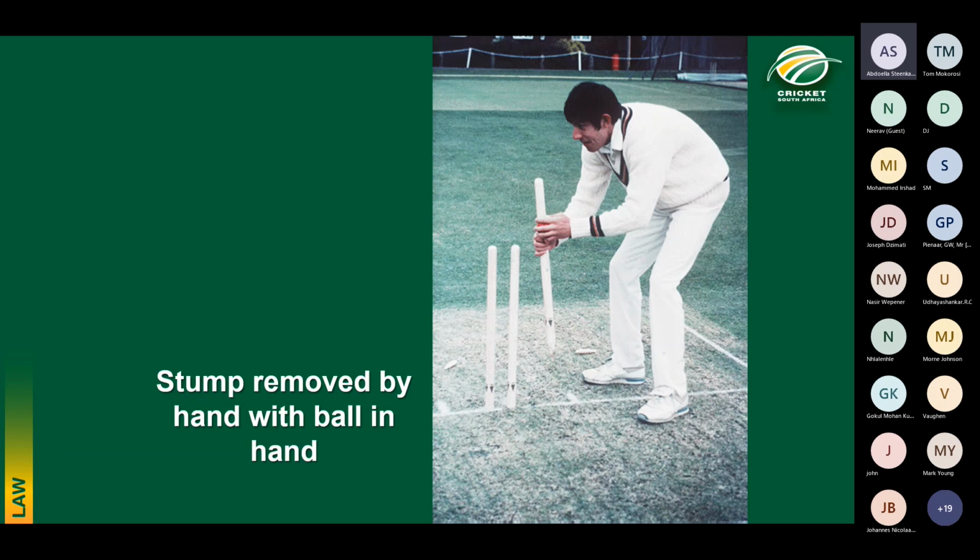You need to remove a stump from the ground, but with the ball in one hand and the stump in one hand, you need to then together remove the stump from the ground. So it needs to be ball in one hand, stump in the other, and you remove the stump out of the ground. This is the correct method of putting the wicket down if the bails fell off, let's say accidentally while the ball is in play, the wind blew it off.